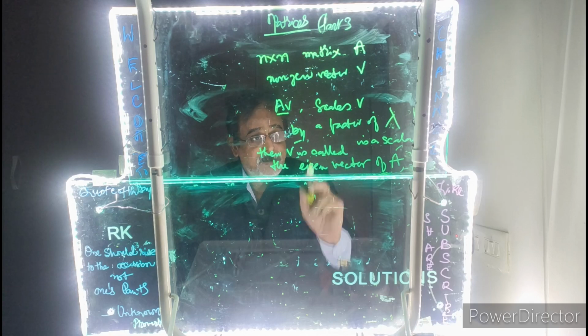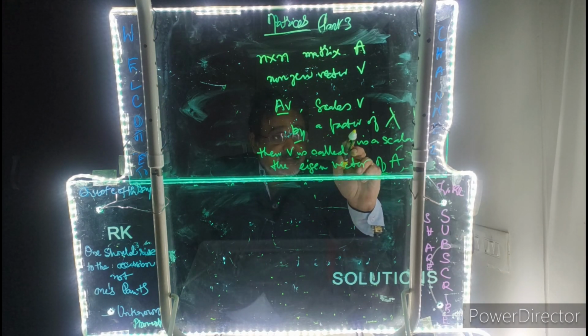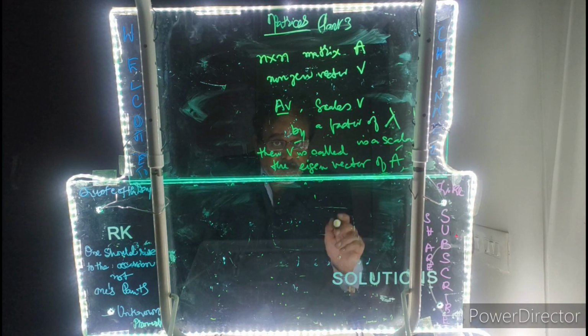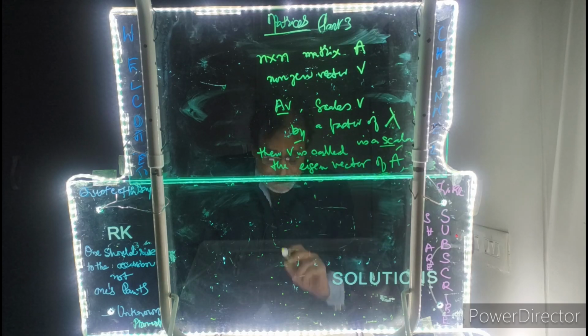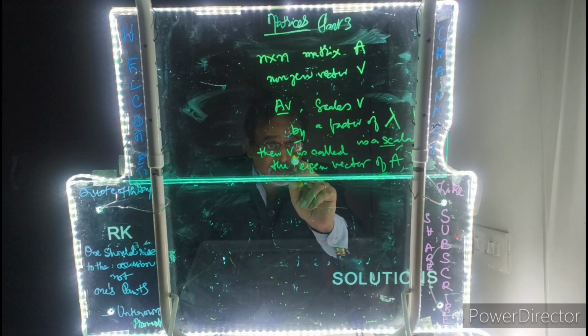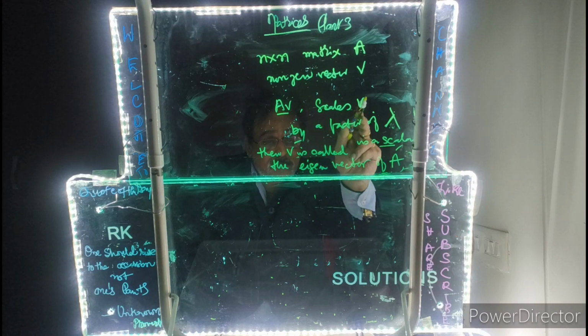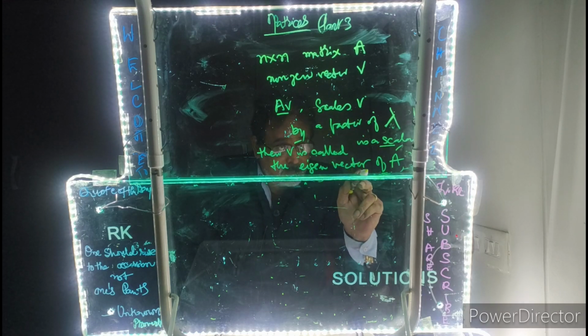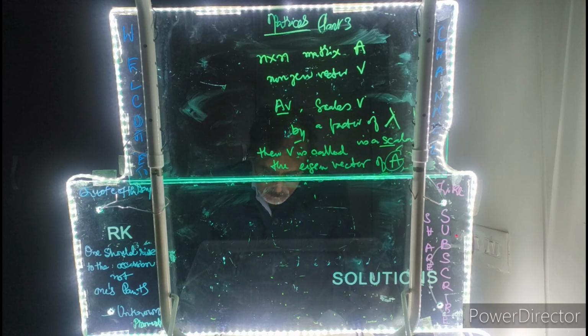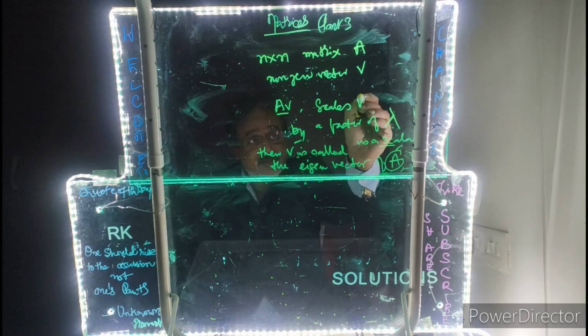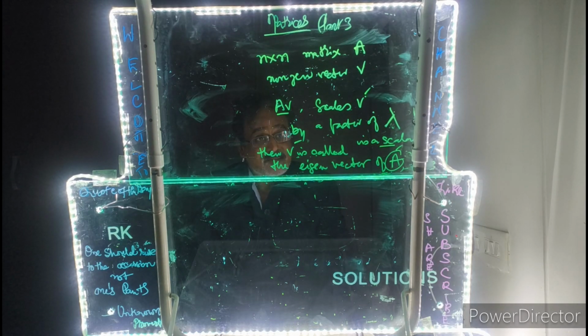If you multiply this with a factor of lambda, which is a scalar, then the v you get is called the eigenvector of A. That's the basic definition of eigenvector, but we'll go deep into this later, because right now it doesn't make sense to know further about eigenvalues without knowing what a vector is.